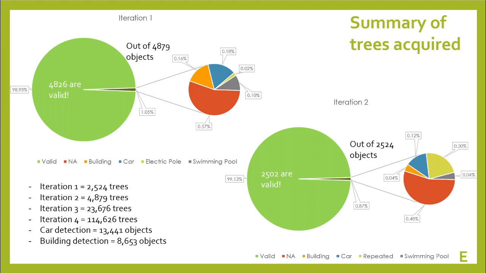In the first iteration, 4,879 objects were detected, of which 4,826 were true, giving us a validity of 98.95%. And in the second iteration, out of 2,524 objects that were detected, 2,502 were trees and shrubs, which gives us 99.13% validity. And the other iterations with the outputs are also shown.